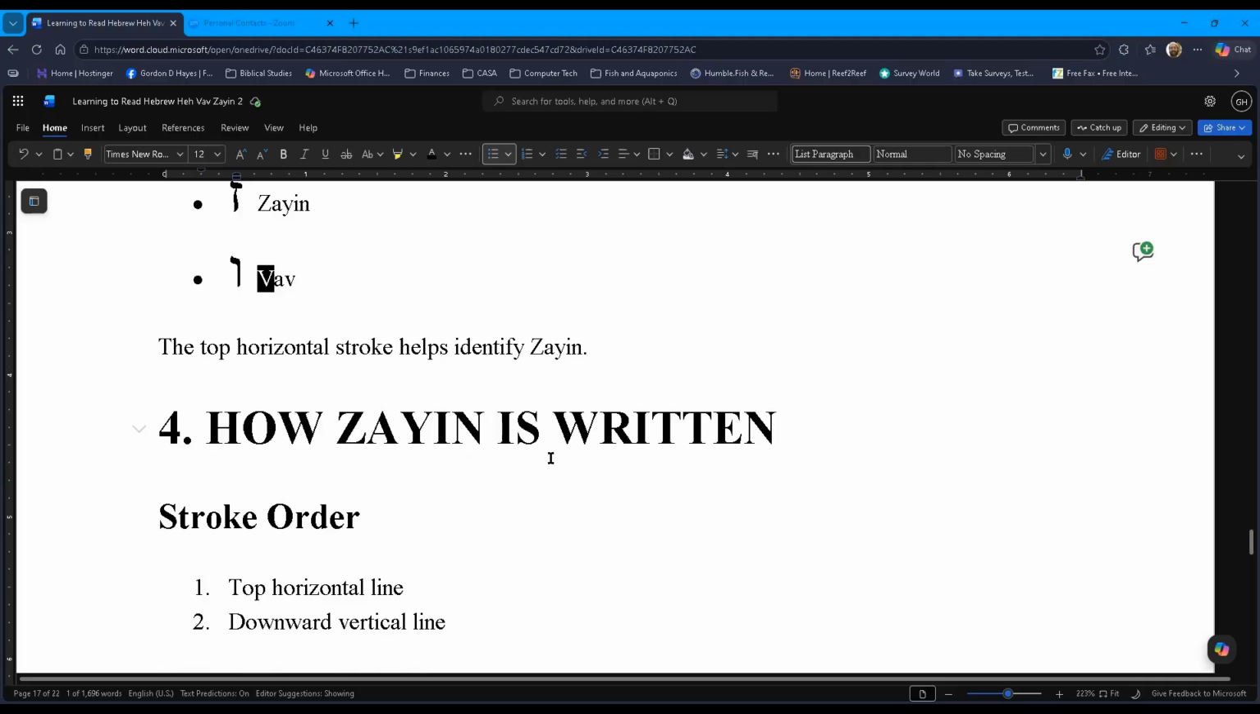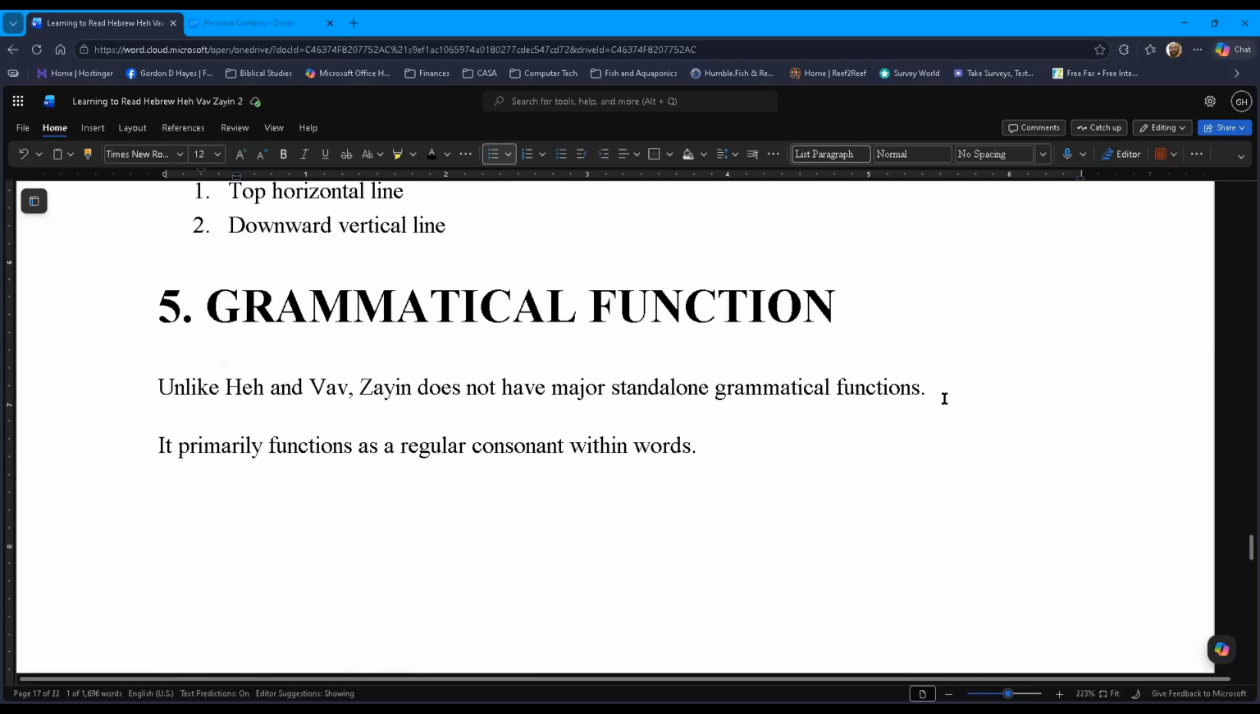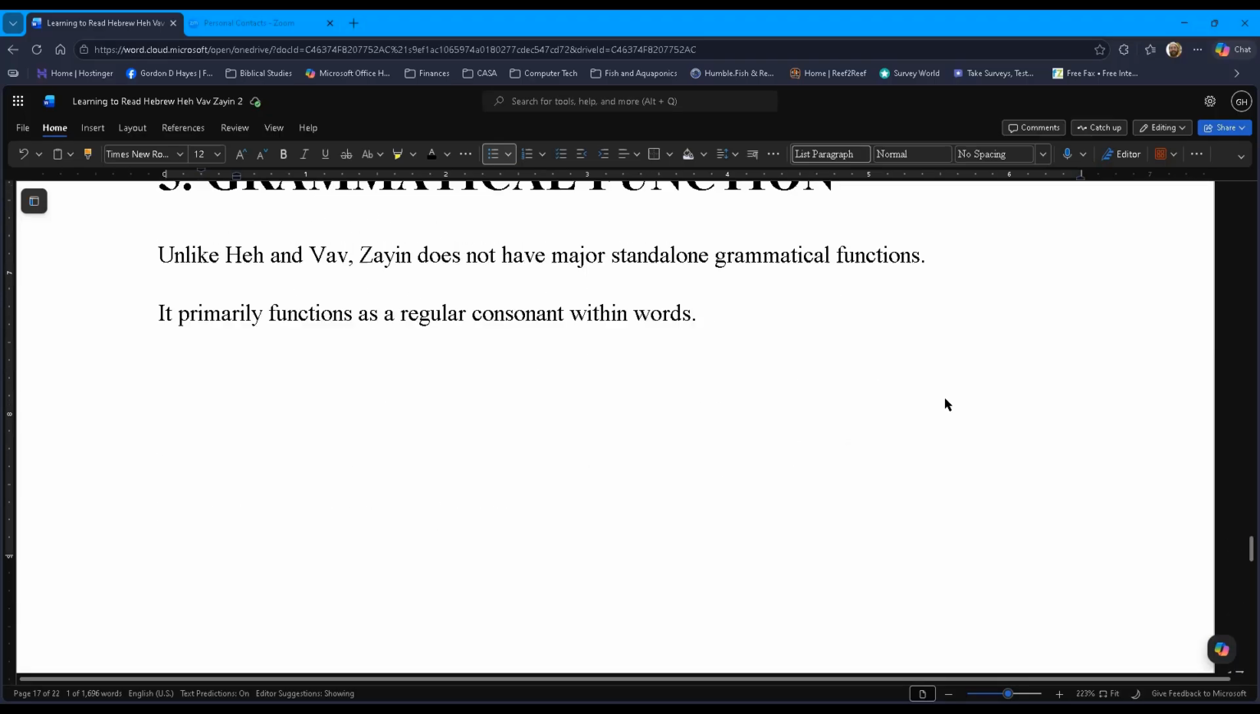And as I said, we make a line across, and then we come back and make a line down. Unlike Hay and Vav, Zayin does not have any major standalone grammatical functions. It primarily functions as a regular consonant within words. It's not a conjunction. It's not a definite article or anything of that sort.